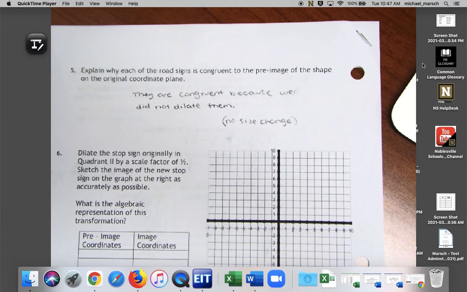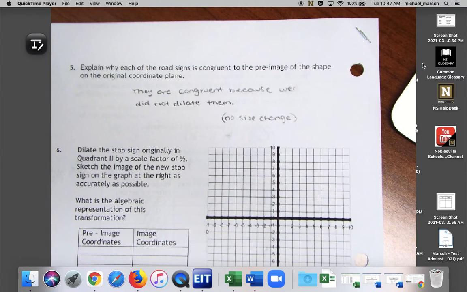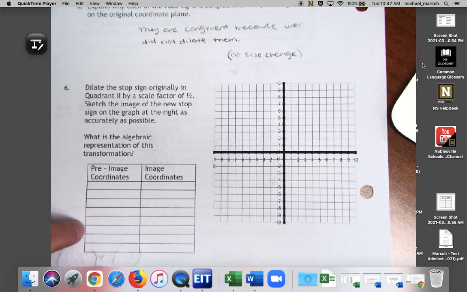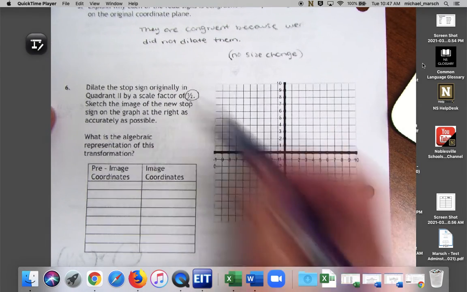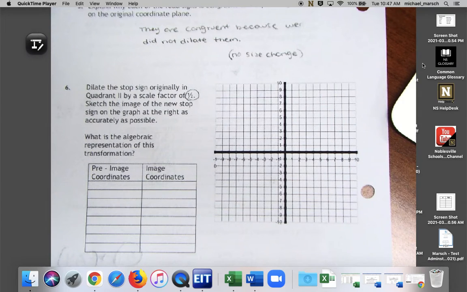So now, of course, what we're going to do is we are going to dilate the stop sign. So the stop sign was in quadrant 2. Where did we do? There we go. So we're going to take our pre-image coordinates, just like we've been doing in the past, and then we're going to dilate them by a scale factor of 1/2. So what does that mean? What am I going to do to each of the numbers if my scale factor is 1/2?